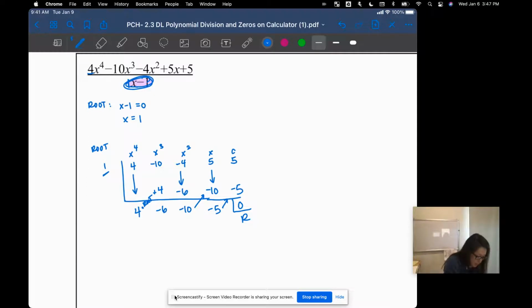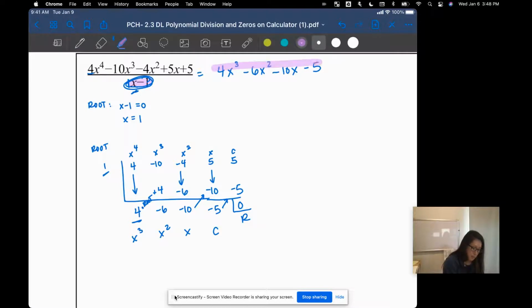Okay, but how I'm going to write this in division is that I divided out an x, so I'm now going to start with x cubed instead of x to the fourth. So the 4 represents the coefficient for the x cubed variable. Then for the x squared variable, let me write it down here: x cubed, x squared, x, and then your constant. So we get negative 6x squared minus 10x minus 5, and there's no remainder.